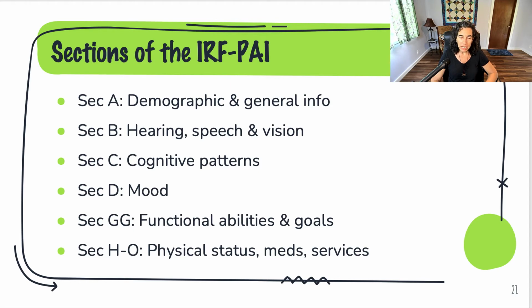Section GG, I don't know where they got GG as opposed to any other letter, but it's functional abilities and goals. And this is really where the meat and potatoes are, or the tofu and potatoes for OTs, is in this section. So we're going to go into this in some more detail in a minute. Then sections H through O include physical status, medication, so what they're on, what they were on, all dosages, frequency, all of that, and the range of services that a patient might be receiving.